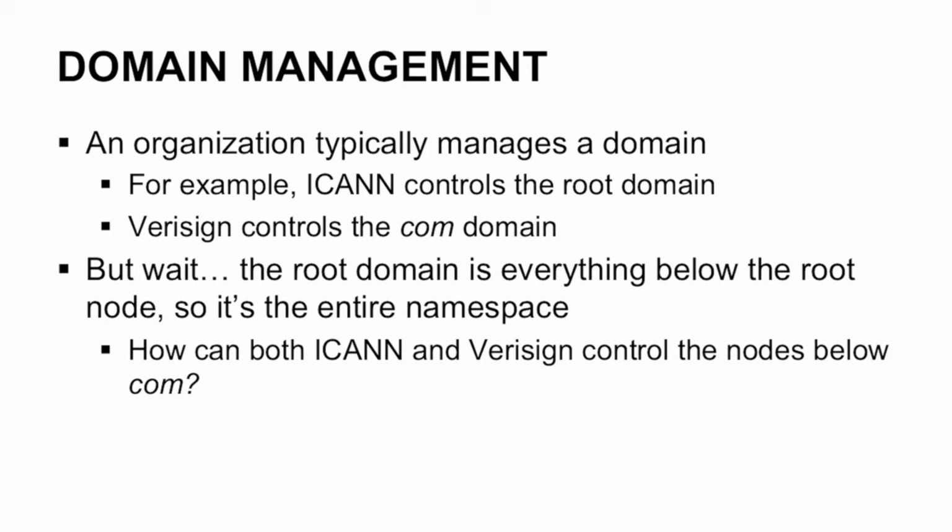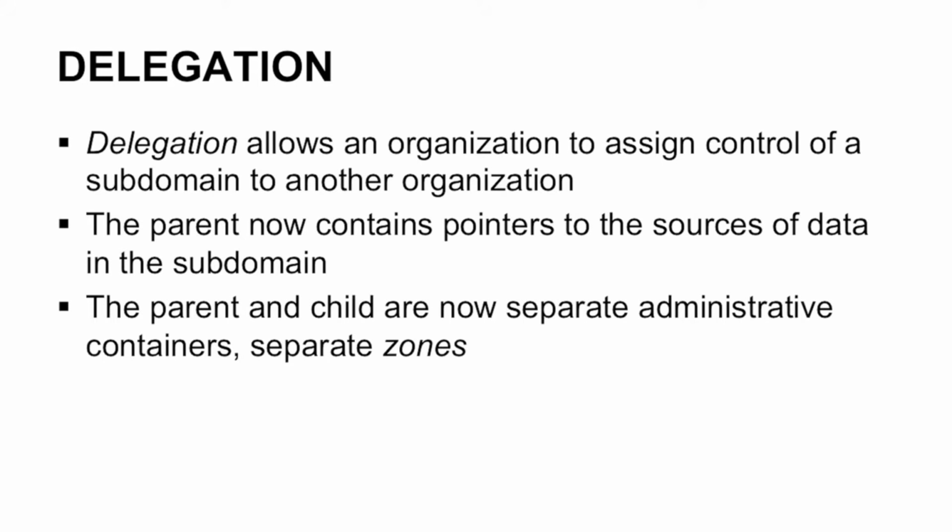A single organization typically runs a domain. For example, an organization called ICANN, the Internet Corporation for Assigned Names and Numbers, runs the root domain. A company called VeriSign runs the com domain. But if you think about this carefully, you may realize that there's a conflict here. The root domain technically includes every node at or below the root node, so it's really the entire namespace. It actually includes the entire com domain. So how can both ICANN and VeriSign control all of the nodes below com? Clearly they can't. That's where delegation comes in.